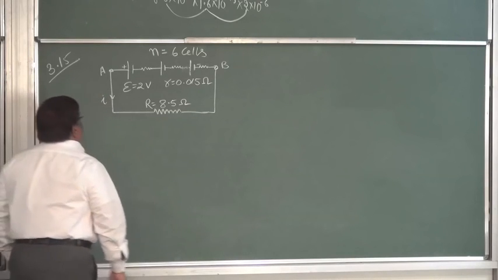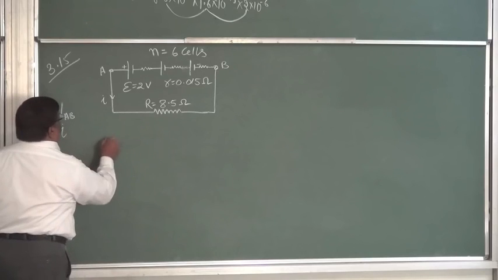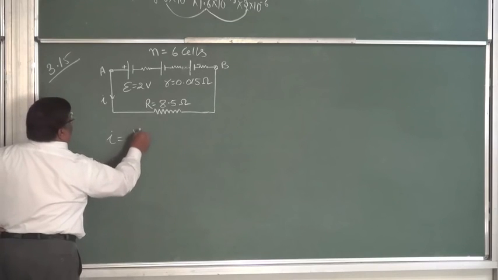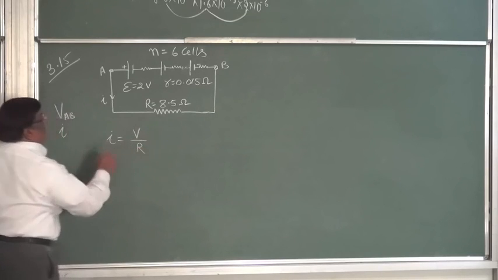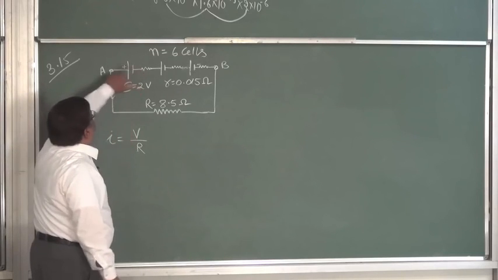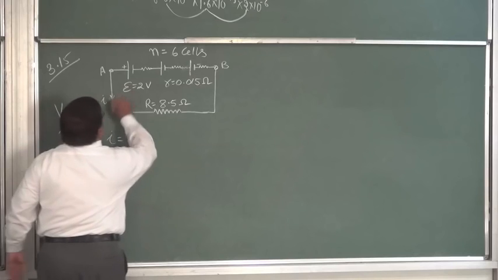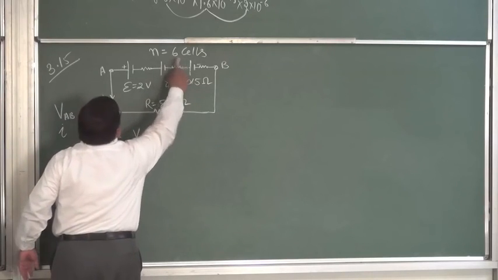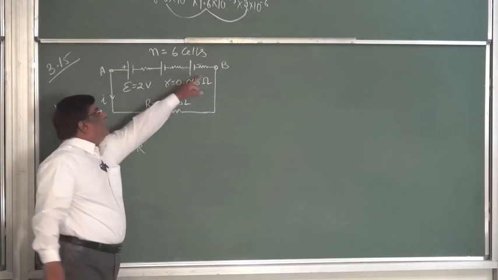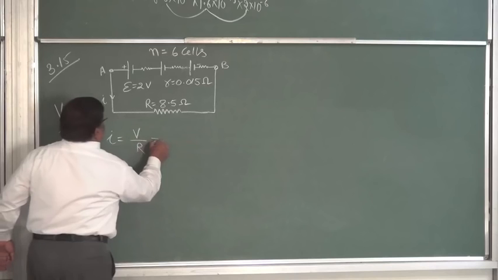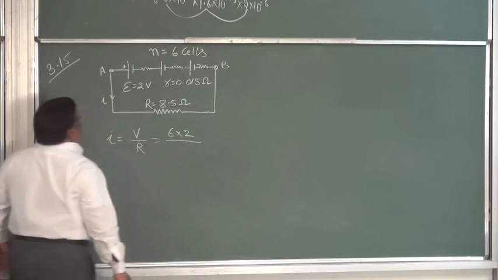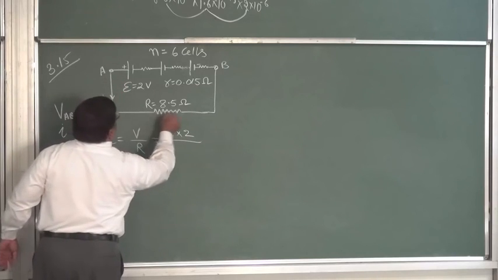Now, how much is the I? I is equal to total potential difference divided by total resistance in one loop. Let's go from here. 2 volt, how many cells? 6 cells. If there are 6 cells in series, what should be the potential difference between A to B? That is 6 into 2, 12, divided by resistance. Let the current go from here.